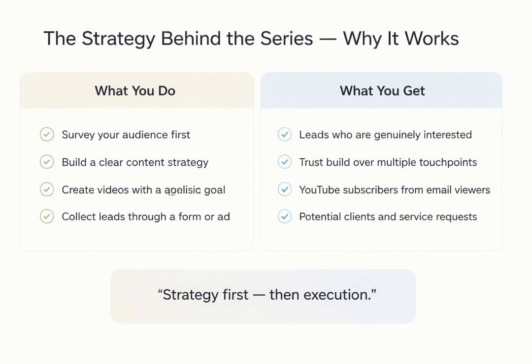Here's why this strategy works so well. Before you even create the content, you survey your audience, find out how many people are actually interested in the topic. Then you build a clear content strategy. You create the videos with a specific goal in mind, not just to get views, but to collect leads and build trust. On the output side, you get leads who are genuinely interested in what you're offering, trust built over multiple email touchpoints, potential YouTube subscribers from people who enjoy your series, and eventually clients who reach out to you for services. This is why the emphasis is always on strategy first. Execution without strategy is just noise.